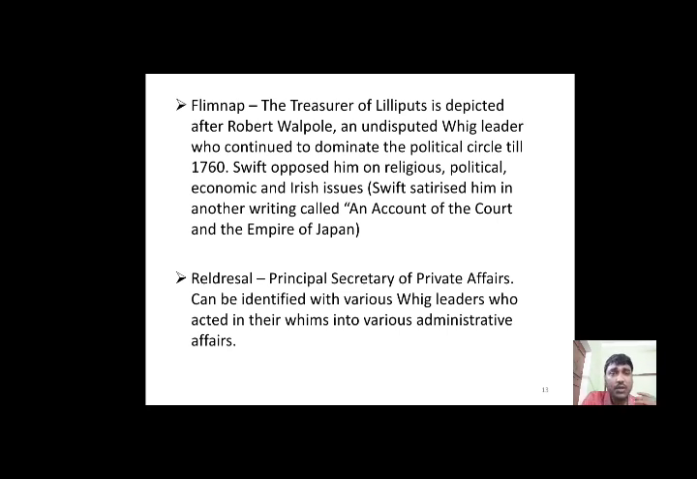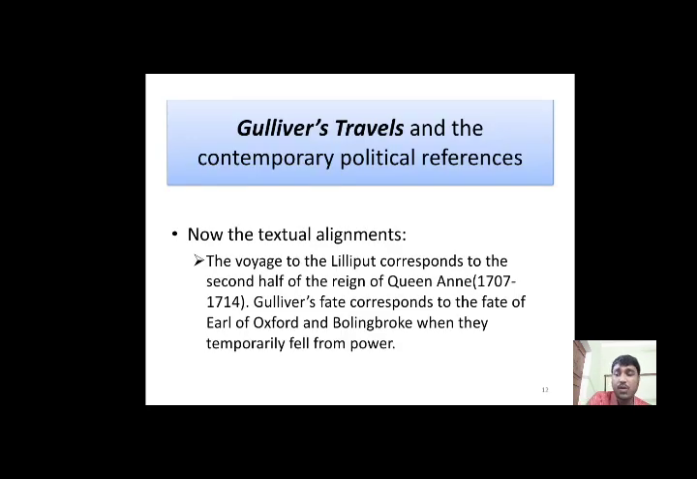The narrative also refers to Lord Godolphin. Lord Godolphin was also a Tory leader. So the narrative refers to two Tory leaders, actually, Duke of Marlborough and Lord Godolphin. Apart from these two, the narrative, as I told you, refers to the Earl of Oxford, who was Robert Harley, and the narrative also refers to Bolingbroke. Bolingbroke was Henry St. John. So you remember these four names: Duke of Marlborough, Lord Godolphin, Earl of Oxford, and Bolingbroke.